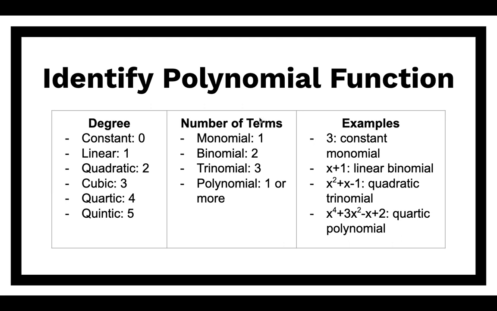And when it's talking about number of terms, this right here, 3x squared, that is one term. Terms are separated by plus and minus symbols. So this has 1, 2, 3, 4 terms.